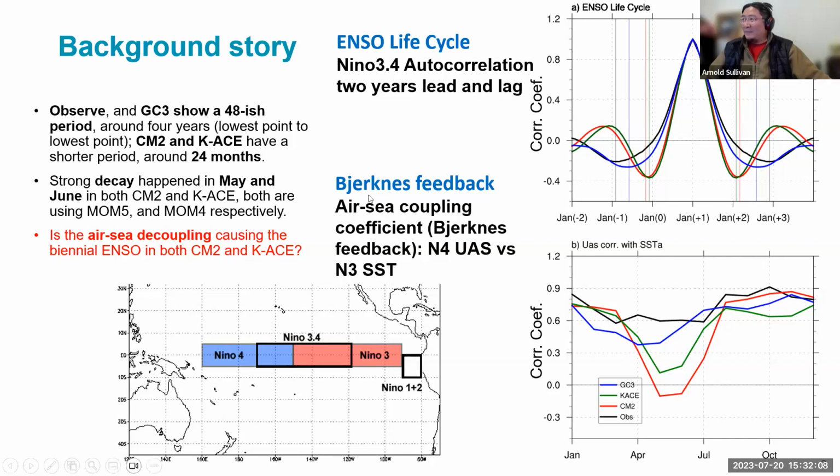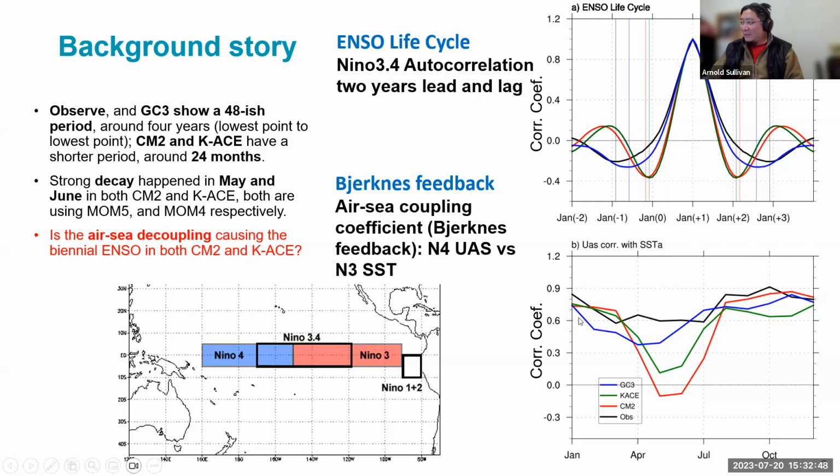We calculate the Bjerknes feedback, or the ASC coupling. That's the correlation between the Niño 4 zonal wind and the Niño 3 SST. Here they show you the regions of Niño 4 and Niño 3. That's a monthly calculation. The black curve from the observations shows a correlation coefficient of at least 0.6 all year, and when ENSO happens it picks up to about 0.9. That means the wind and SST are coupled, talking to each other throughout the year.